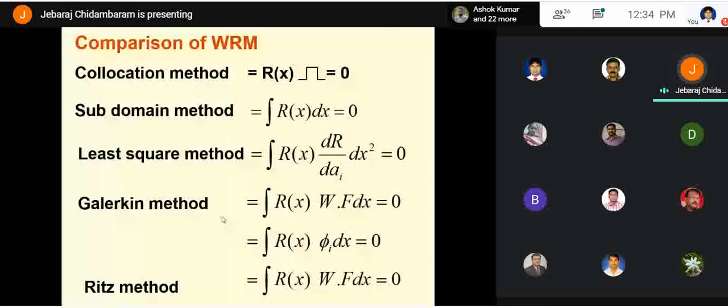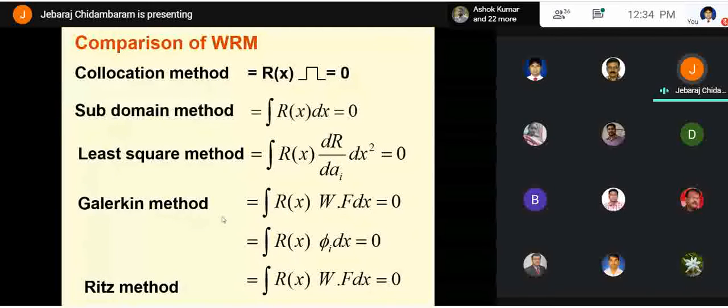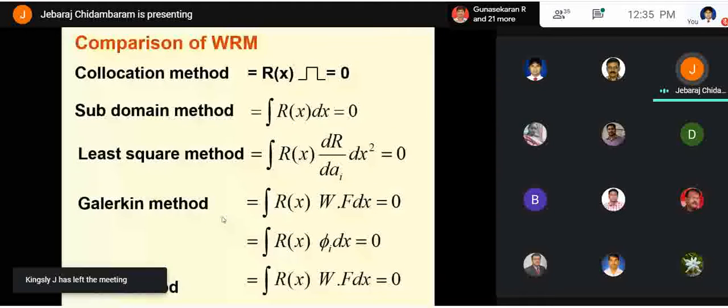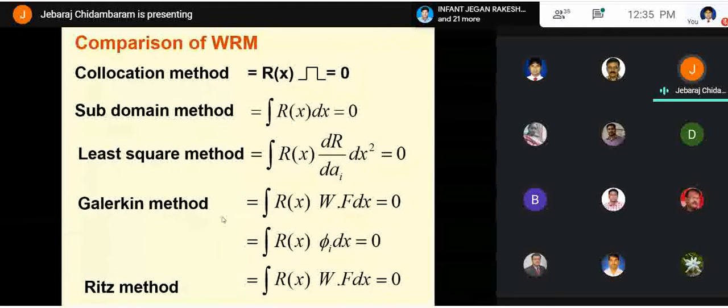Okay, there is a method called the collocation method. What does it do? It makes the residue small at a particular point called the collocation point. Residue at a particular point. If you want the residue to be small at L by 2 and L by 4, then use the collocation method. The next method is called the subdomain method, where you integrate the residue. There is a residue everywhere. You integrate the residue and equate it to 0. Error is there, and the integral of the error is 0.